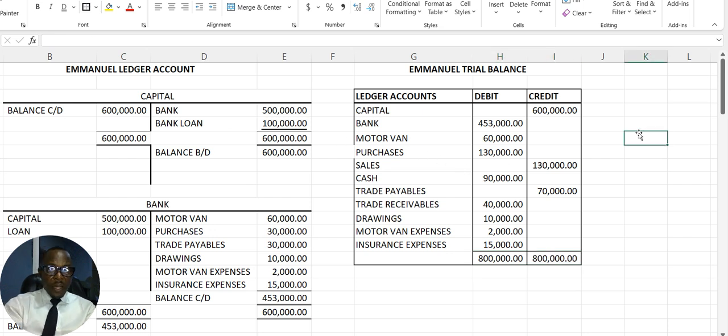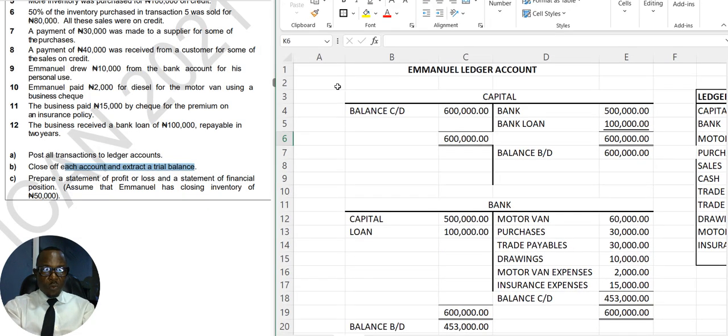And that is the end of the solution they ask us to do, which is this one. We have answered question 2 here. So prepare a statement of profit or loss and a statement of financial position. Assume that Emmanuel has closing inventory of 50,000 naira. All right, so profit or loss and statement of financial position.